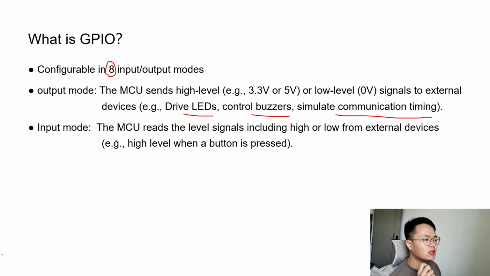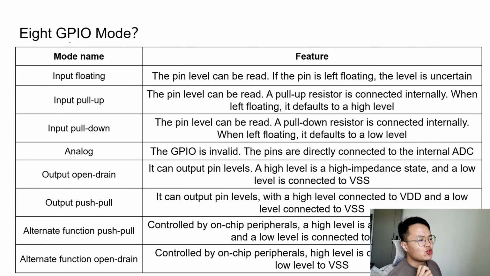For input mode, the MCU reads a level signal, including high or low, from external devices. I'll give you an example. When you push a button to light an LED, the pin of the MCU will receive a high level of 3.3 volts, and the MCU will control the LED on. This is the 8 GPIO modes.